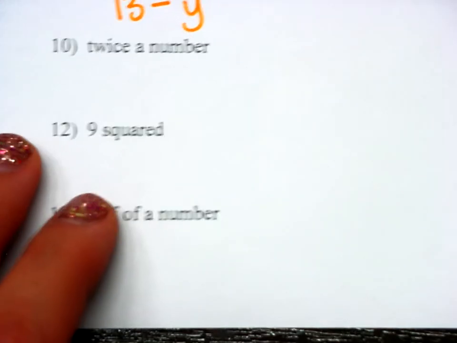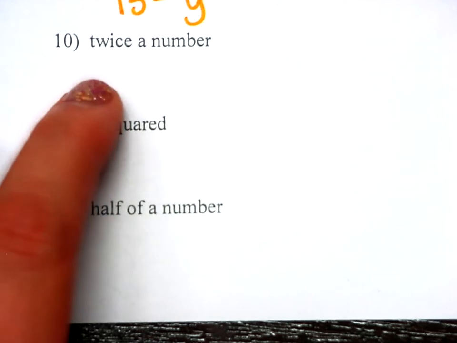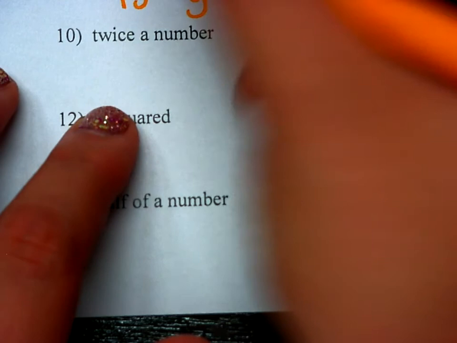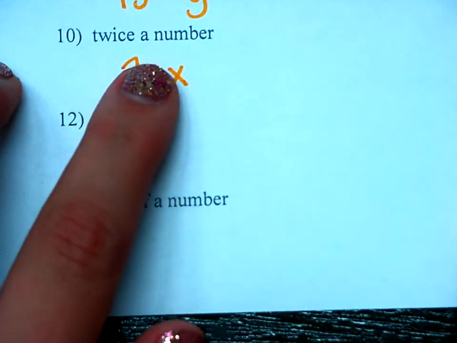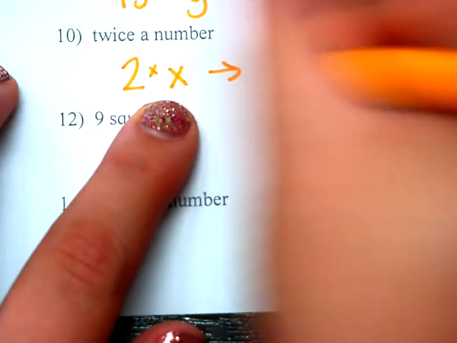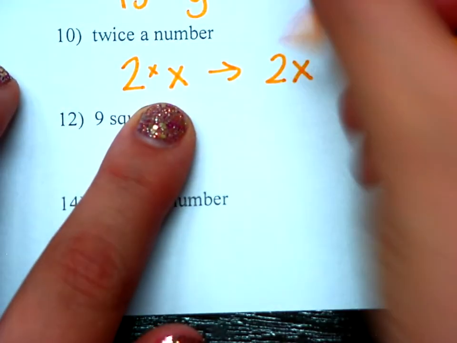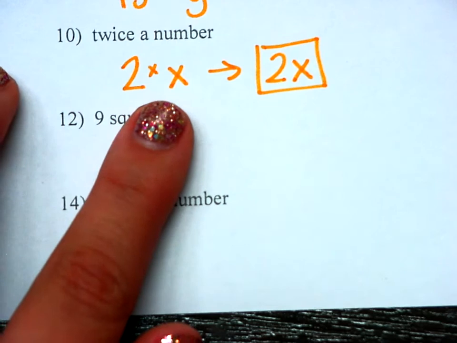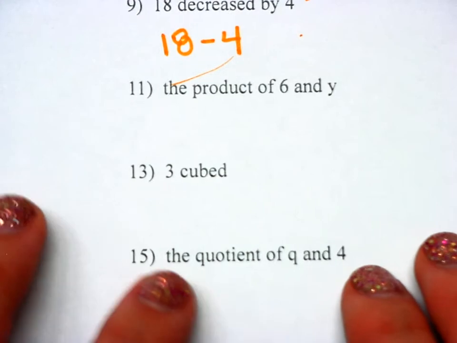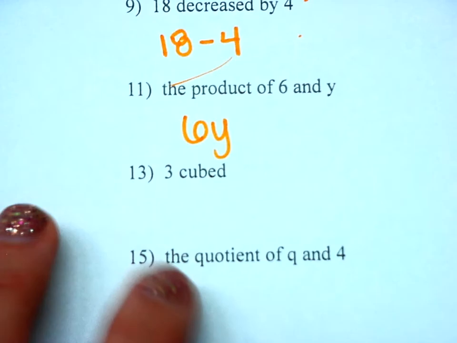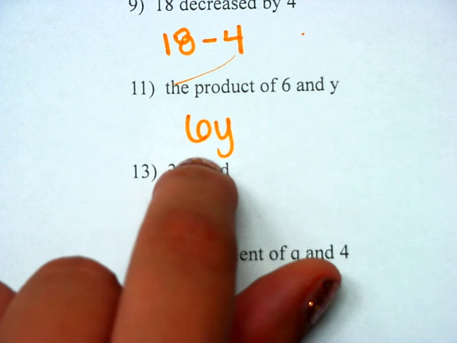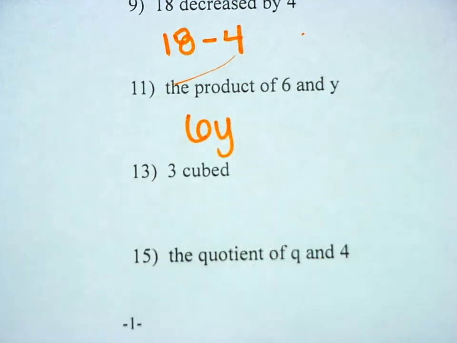All right, now we've got something that says twice a number. So twice tells me I'm multiplying, and if you remember that word twice, that means 2 times a number. So I've got 2 times x, and we actually like to write that as just 2x. So I would prefer this expression right here, and that's actually just one term. Okay, 11, the product of 6 and y. Remember in math, if two things are next to each other like this and there's no symbol, that means multiplication.